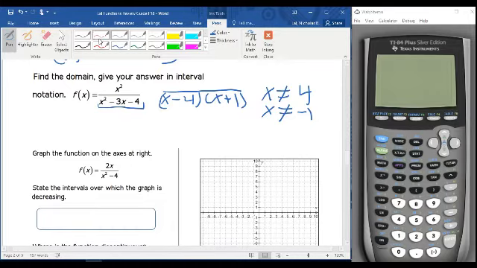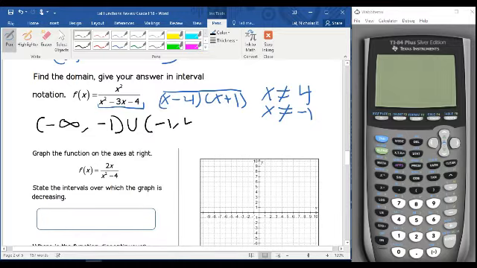So now we just have to express this in interval notation. We can have all values from negative infinity up to negative 1, not inclusive, or all values from negative 1, not inclusive, to 4, not inclusive, or all values from 4 to infinity. So that is our domain in interval notation.